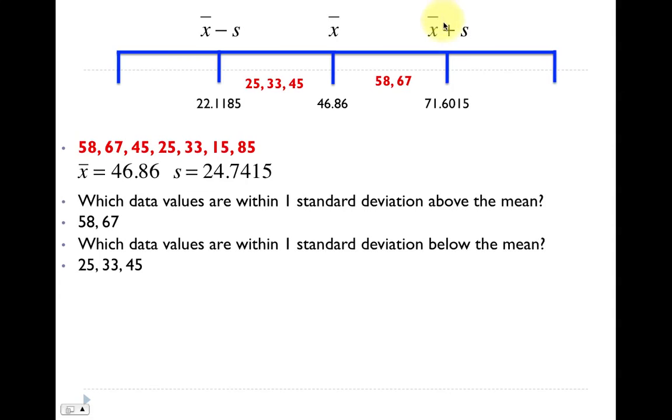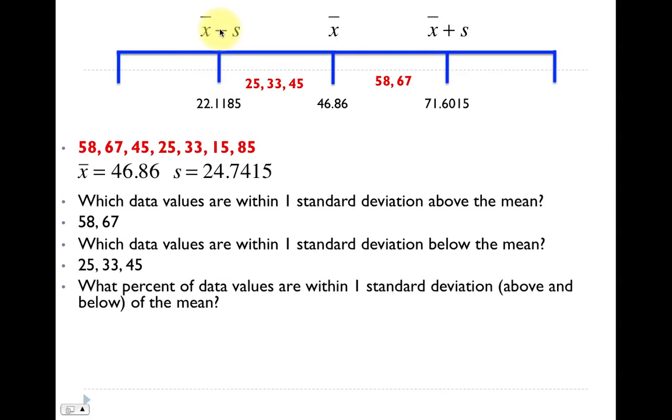Okay, so the mean is in the center. One standard deviation above the mean is 71.6015. One standard deviation below the mean, 22.1185. These numbers in black, 71.6015 and 22.1185, are not necessarily data values in the data set. They just are markers that represent a distance from the mean.